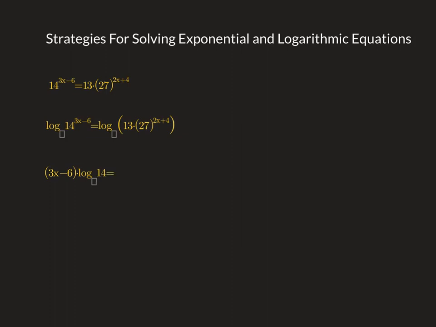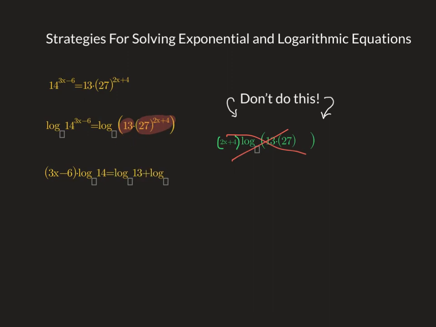On the right side, though, be very careful, because taking the 2x plus 4 to the front would be a mistake, because this is not the log of 13 times 27 all to the power of 2x plus 4. It's the log of 13 times 27 to the power of 2x plus 4. Only the 27 is being raised to the power of 2x plus 4. The power rule doesn't apply here, but we are taking the log of 13 times something, right? So this would be the product rule. Log of 13 plus the log of 27 to the power of 2x plus 4.